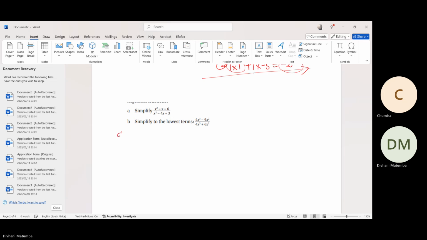Okay, number 8, we are going to simplify, and as we simplify, you need to have all the types of factorizations in mind. Now we are going to apply everything. This is going to test your mind. Okay, simplify. The first one, we have x squared minus x minus 6 over x squared minus 4x plus 3.